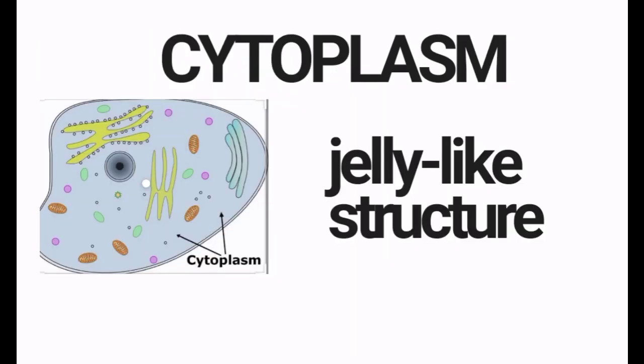The first part is the cytoplasm. This is a jelly-like structure, and it is the region where you can see all the organelles inside the cells: the nucleus, the mitochondria, the endoplasmic reticulum, Golgi apparatus, lysosomes, ribosomes, and other organelles.